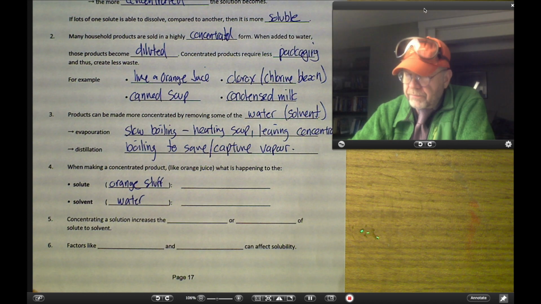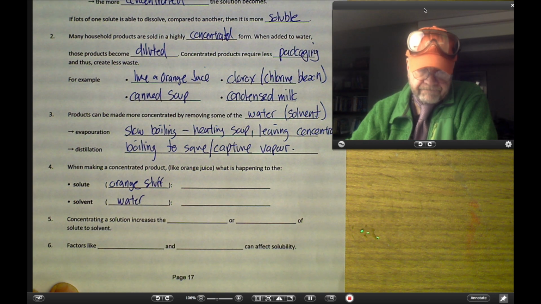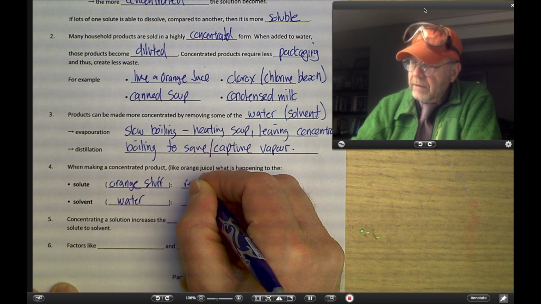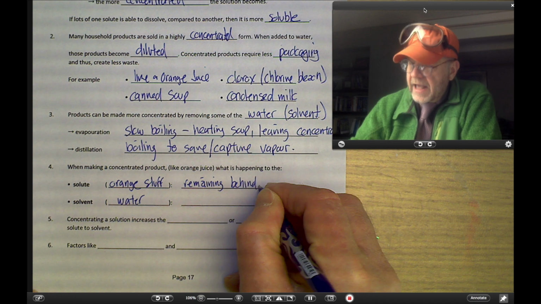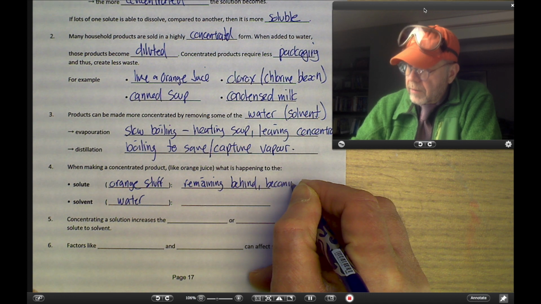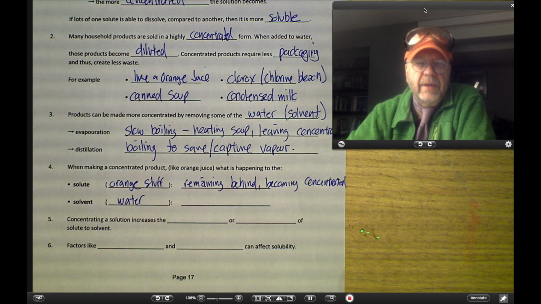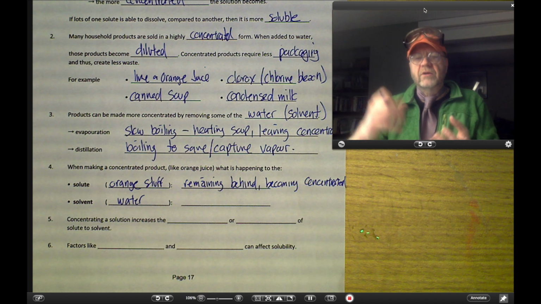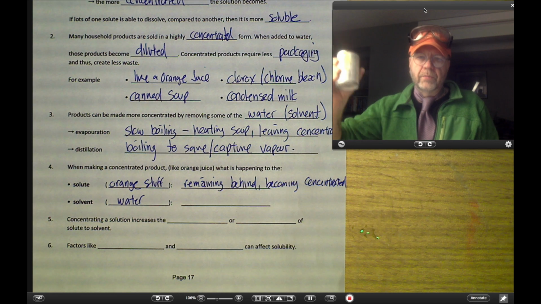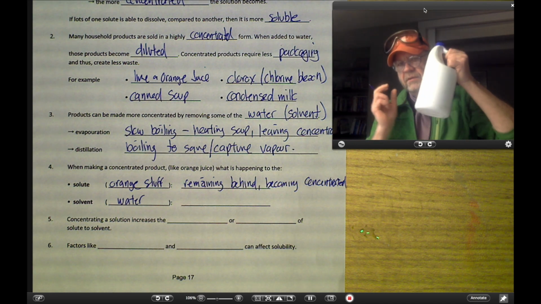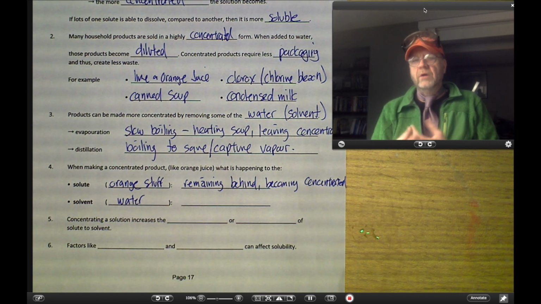So when you're making a concentrated product, what's happening to the orange stuff? Well, nothing. It's remaining behind, and it's becoming more concentrated. You're boiling the water off and you're leaving behind more and more concentrated stuff, or soup, or chlorine bleach, or orange juice or lime juice. What's happening to the water? Well, it's just boiling away.